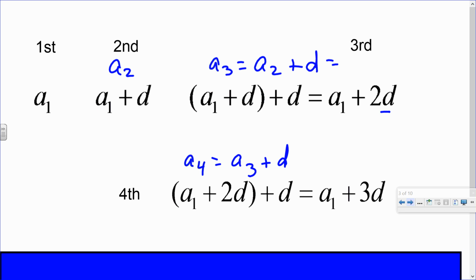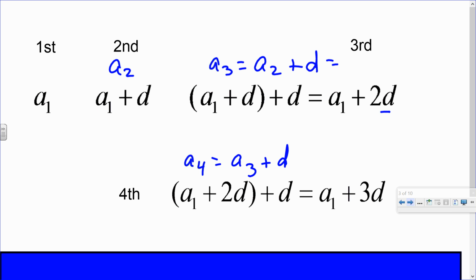So I'm hoping you can help me figure out a pattern. A2 is A1 plus 1D. A3 is A1 plus 2D. A4 is A1 plus 3D. A5 is A1 plus 4D. A11 is A1 plus 10D. I should see some hands going up. What is the relationship in there? Elizabeth? Plus 1 less than the term number.